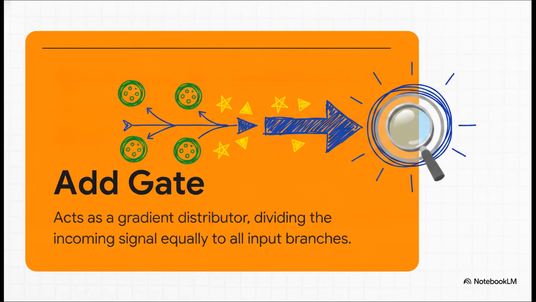Next is the add gate. Now, the add gate is a pure egalitarian distributor. Because addition inherently impacts the output equally, no matter what the input values are, when that gradient signal comes flowing backward, the add gate just takes it and distributes it equally to all of its connected input branches. No favorites, everyone gets the exact same learning signal.